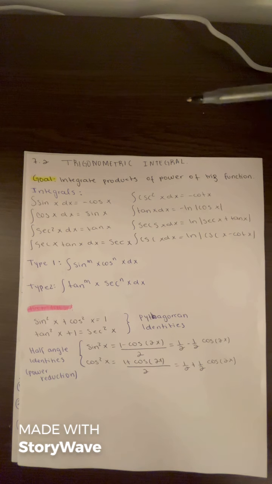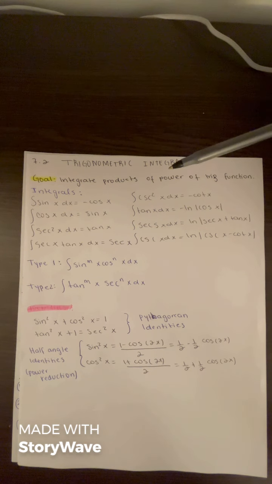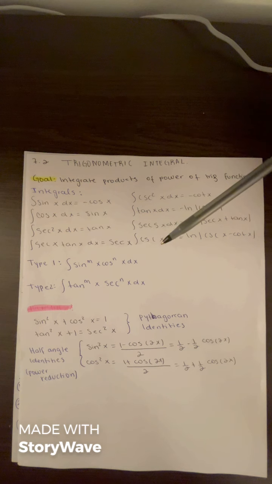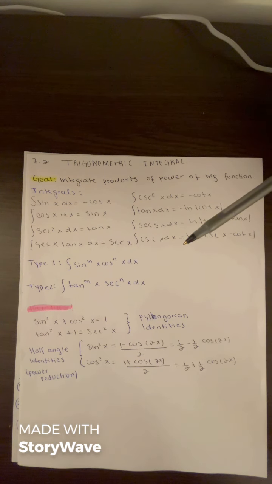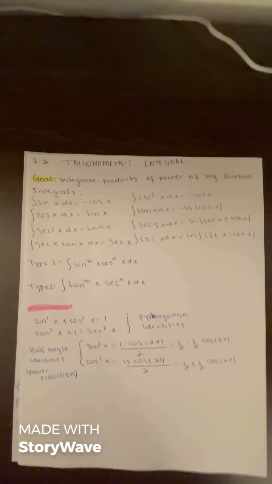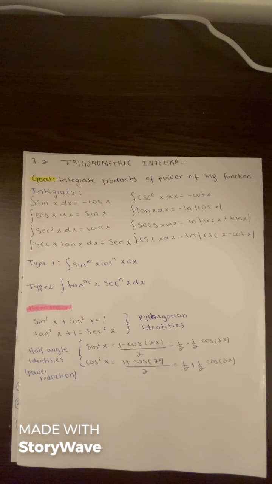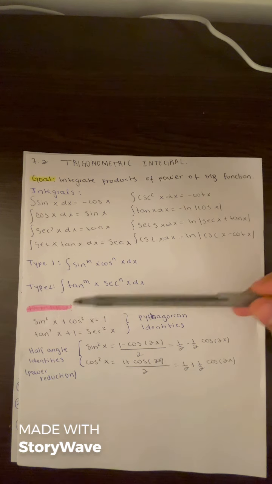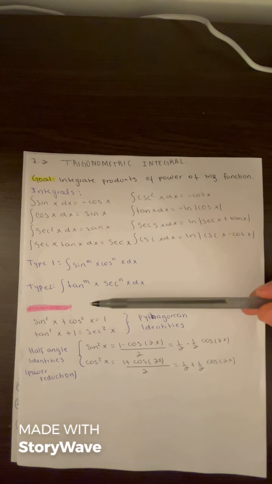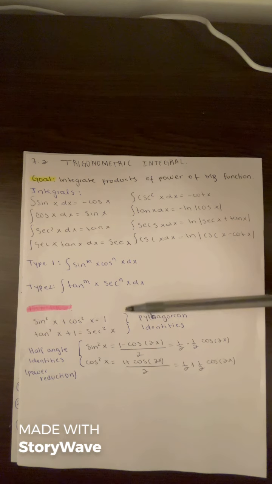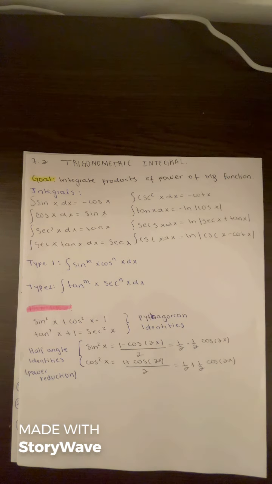In this section, we have two types. We have type 1 and type 2. I'll be explaining a little bit more of them and developing more information about it throughout this video. So we have type 1. Type 1 is sine to the power m of x, cosine to the power n of x dx. And type 2 is tan to the power m of x, secant to the power n of x dx.